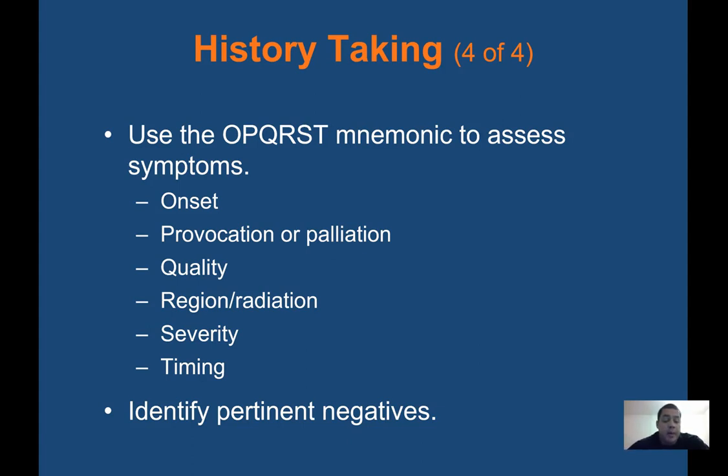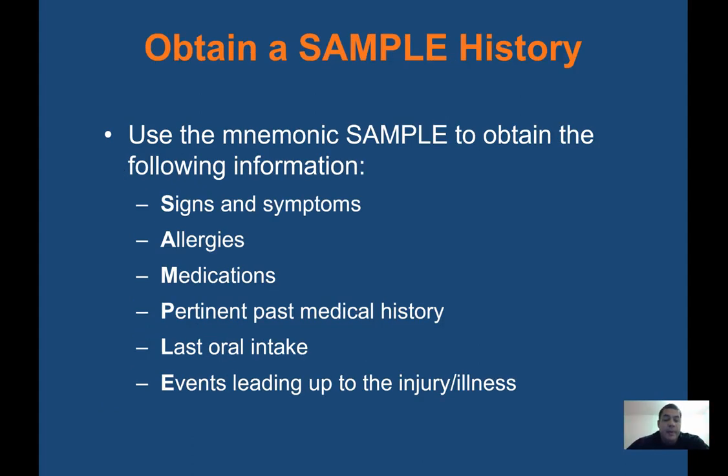And then identify pertinent negatives. So, chest pain: are you having any shortness of breath? Are you having any abdominal pain? Any nausea, vomiting, diarrhea, anything like that? Use the mnemonic SAMPLE to obtain the following information. Signs and symptoms: what is the patient telling you is wrong with them? What are you seeing that is possibly wrong with them?